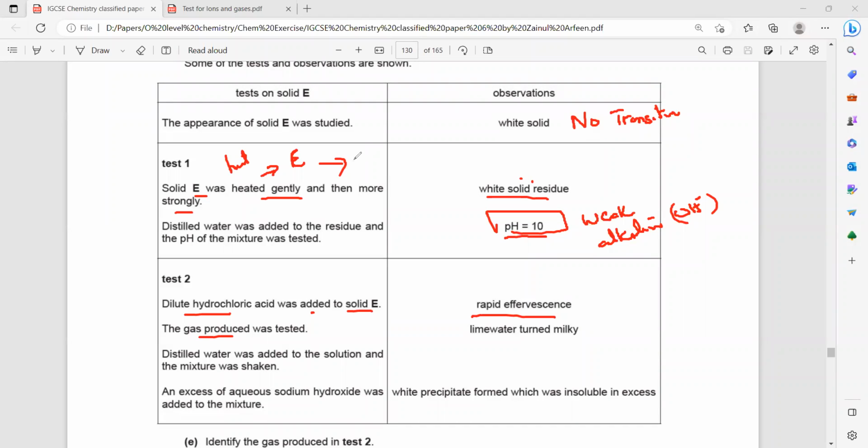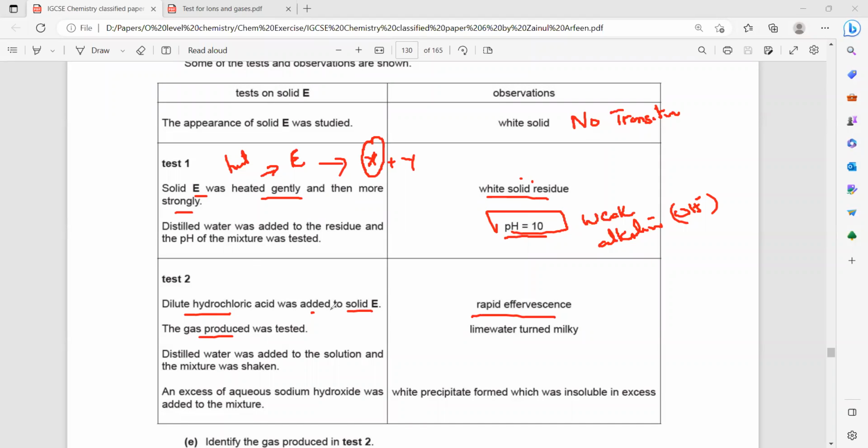So when we supply heat energy, the substance decomposes into, for example, X and Y. We don't know what the products are, but there was a solid residue, and when we add water it makes an alkaline solution. The solution becomes alkaline. That is what happened in test 1.